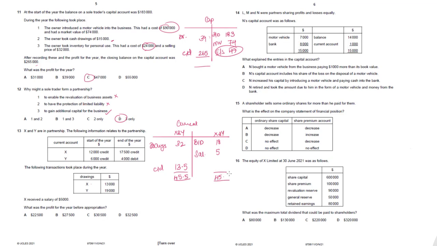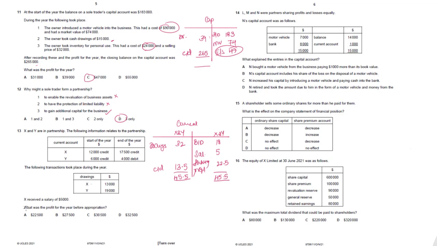And when you take the difference, we will get the share of profit. So 45,500 minus 23,000, 22,500 is the residual profit or the share of profit of the partners.